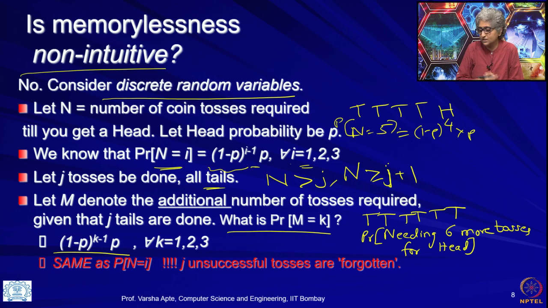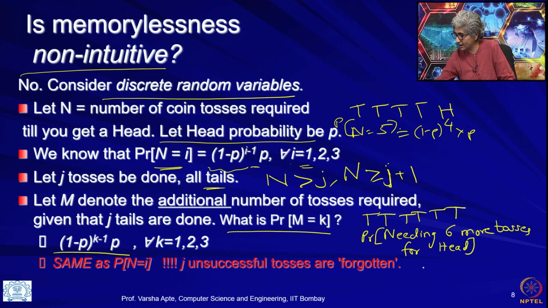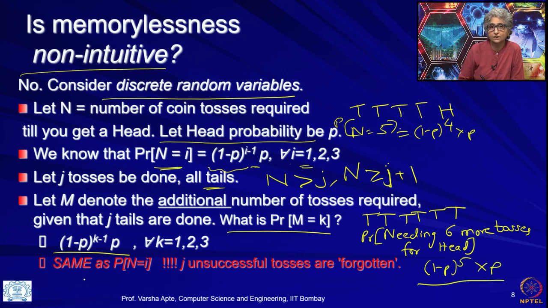It's the same coin, it's the same person doing the tosses, and just because 6 tosses are done, is the probability of the next toss giving you a head anything different? The coin is supposed to be such that every time the probability of getting a head is the same, it doesn't change. Even if you did 100 tosses, the probability of needing 6 more tosses to get a head will continue to be (1 minus p) raised to 5 multiplied by p. The 6 more doesn't change. So it is the same as P(n equal to k), and the j tails are just forgotten.